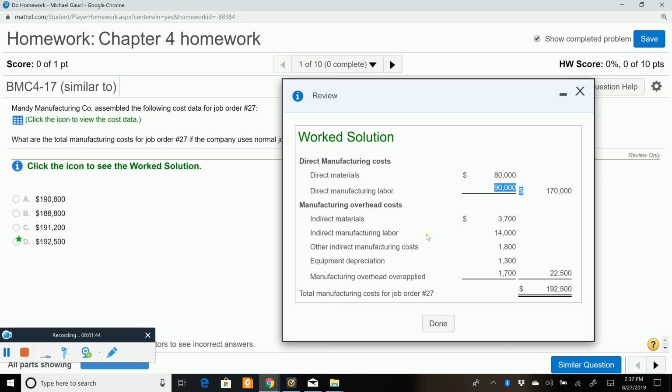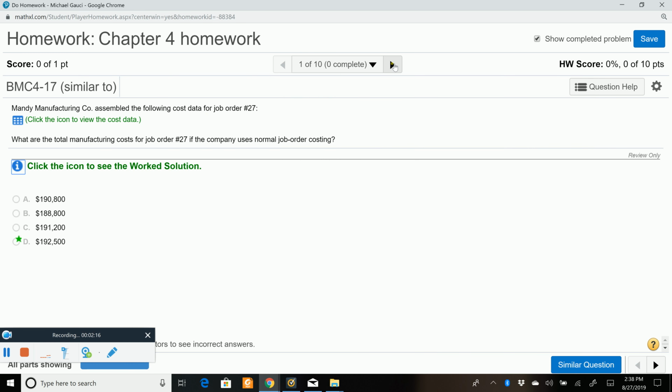$22,500. Let me do the math there. Make sure that all works. It certainly does. And we've got the total materials and labor. $192,500 is the answer. Really what you need to learn here is the manufacturing costs include direct materials, direct labor, plus all the overhead, the applied overhead.